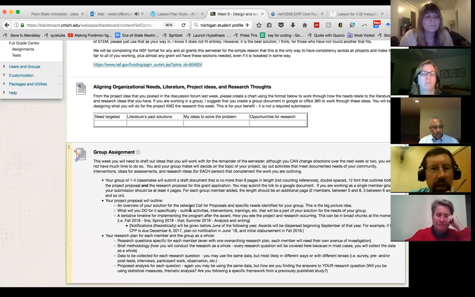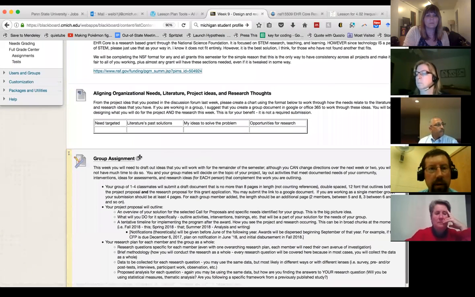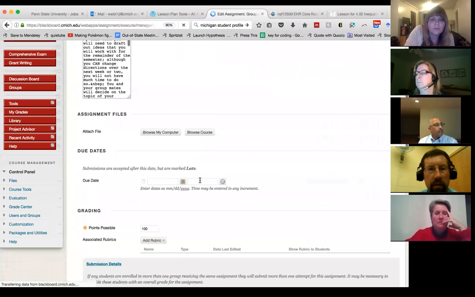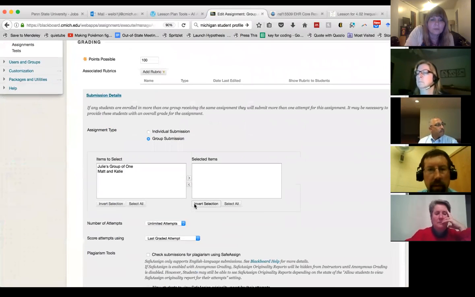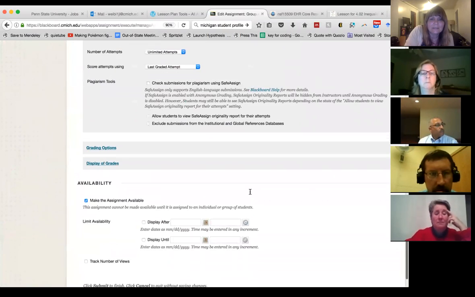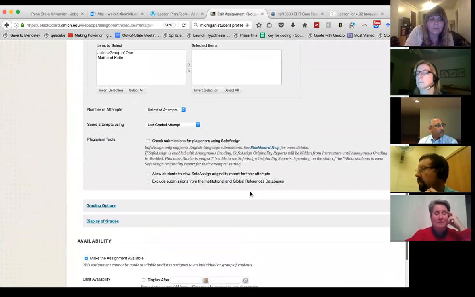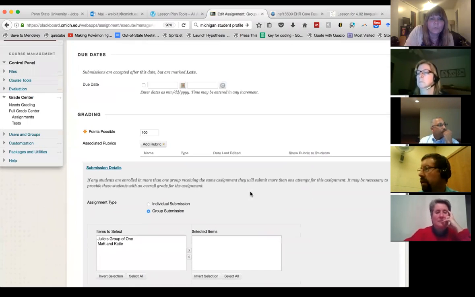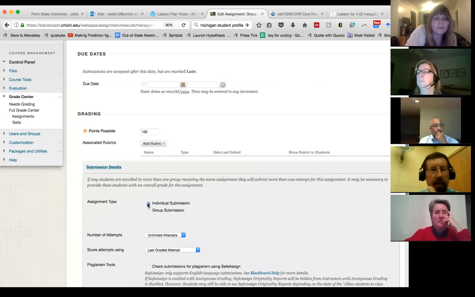So, Jen? Yeah. Is this page supposed to be showing up in our week 9? Yeah. I can't go beyond aligning organizational needs literature. I don't have a group assignment in mind. Okay. So, did you and Katie make a group? Yeah, I just made one. There it is. As you make a group, that's why you couldn't tell Tammy. No, I don't see it either. You don't see it either? No. Let me refresh my page. The last thing on my page is aligning organizational needs literature.